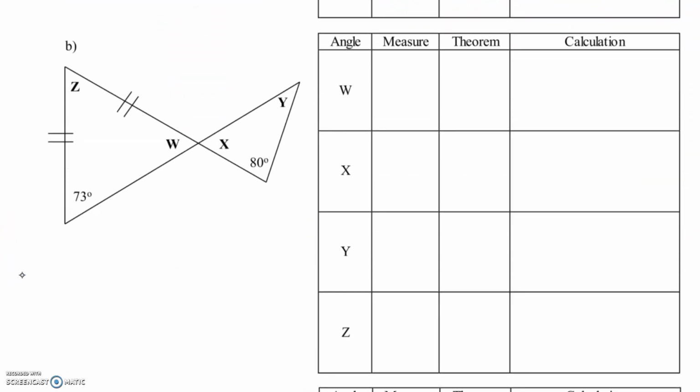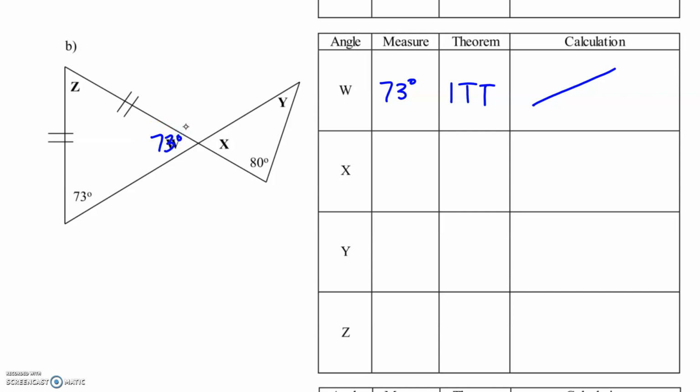Okay, I'm going to start by finding W. Now I see that I have markings showing me that this is an isosceles triangle. So I know the angles at the bottom of the markings have to be equal. So W equals 73 degrees, and that's by isosceles triangle theorem. There's no calculations. Okay, let's go ahead and we'll put 73 in.